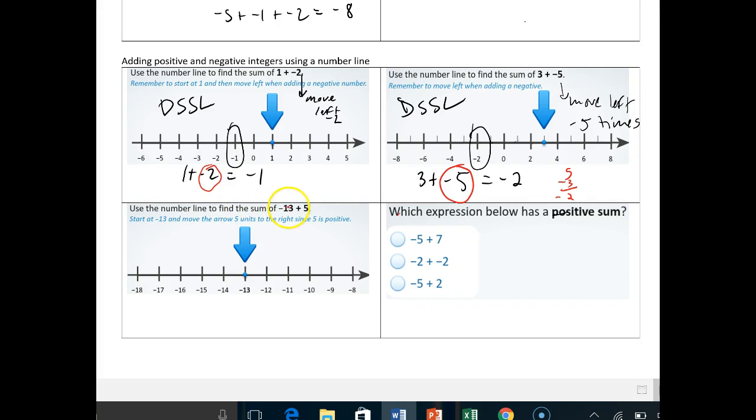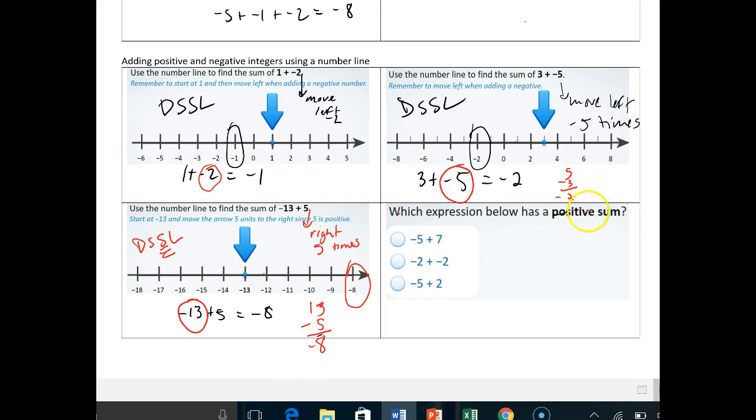So this time we're going to start at negative 13, and we're going to go right 5 times, because it was plus 5, so right 5 times. So 1, 2, 3, 4, 5, end up at negative 8. So negative 13 plus 5 equals negative 8. I had more negatives, that's why my answer is negative. Since they were different signs, subtract, right? Really in my head I'm doing 13 minus 5, which is 8. But again, since there were more negatives, my answer is negative.